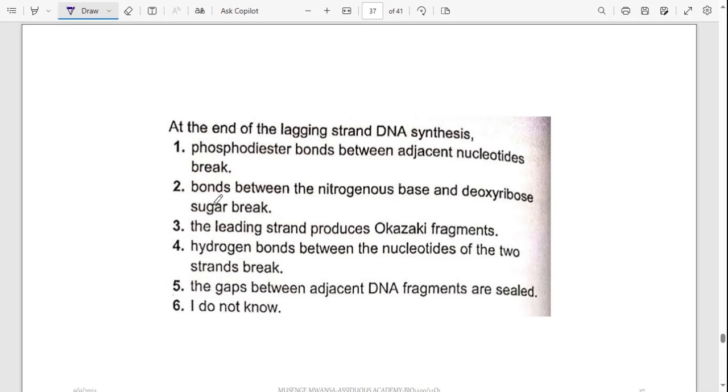At the end of the lagging strand DNA synthesis, phosphodiester bonds between nucleotides break? Not breaking. Everything to do with break, you remove them, right? Gaps between adjacent DNA fragments are sealed at the end of the lagging strand. We said this is true. This is actually about the bonds. The leading strand produces Okazaki fragments? No.